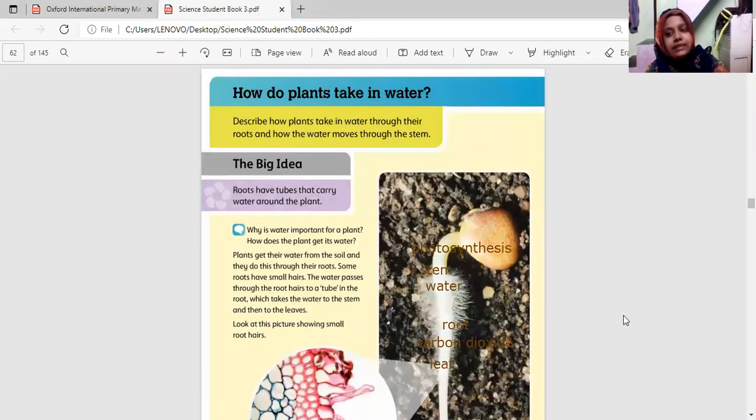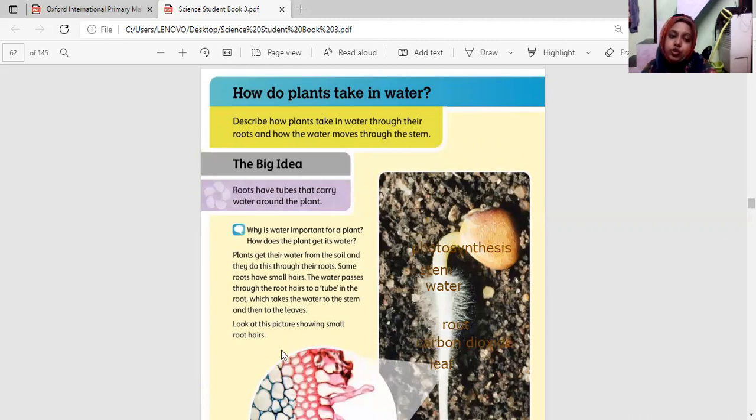How do plants take in water? See, we've just discussed in brief that the plants take in water with the help of roots. So the exact process that is going on inside the plant is what we'll be learning today. Plants get the water from the soil and they do this through their roots. Some roots have small hairs. The water passes through the root hair to the tube in the root, which takes the water to the stem and then to the leaves.